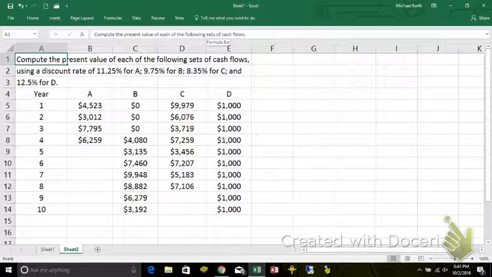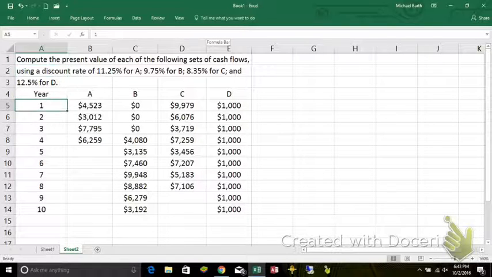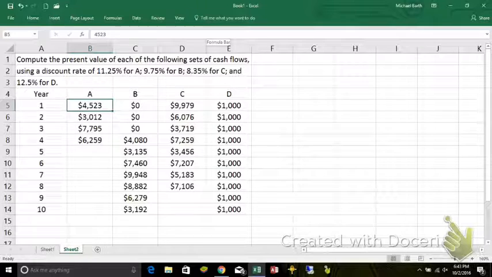All right, we're going to demonstrate using the NPV function to calculate the present value of cash flows that are uneven. All right, so you're given a set of cash flows. For instance, Plan A here has cash flows of $45.23 in year one, $3,012 in year two, $77.95 in year three, and $62.59 in year four. Using a discount rate of 11.25%, what's the present value?